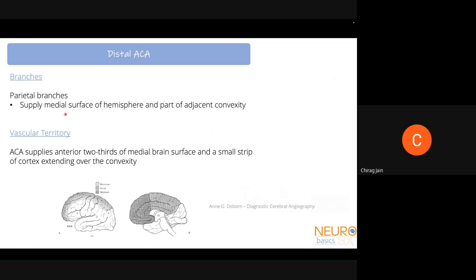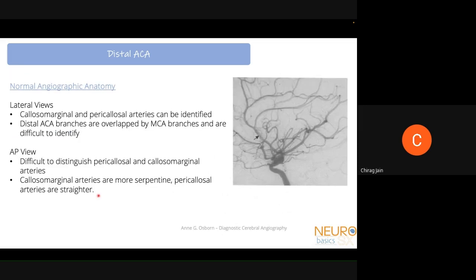Now, what are the branches which arise from the distal ACA? The important branches are the parietal branches, particularly. So the arteries which arise in the distal ACA will be called the parietal branches. Okay, and they will supply the medial surface of the hemisphere and part of the adjacent convexity as well. So the vascular territory, more or less, of the ACA is that it supplies the anterior 2/3 of the medial brain surface and also a small strip of cortex extending over the convexity, which will overlap with the MCA blood supply.